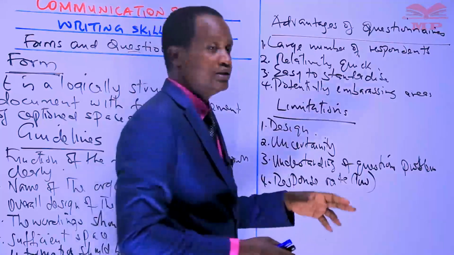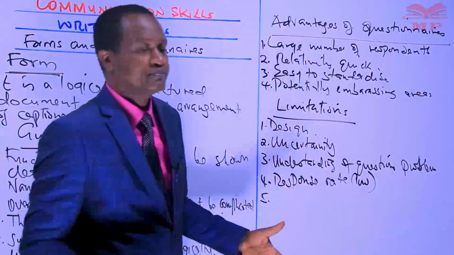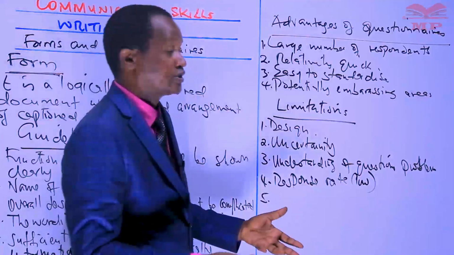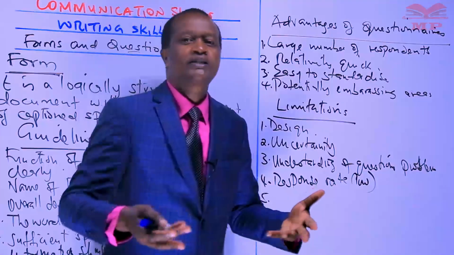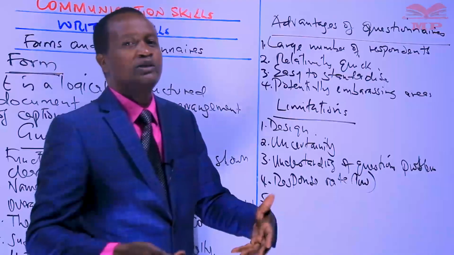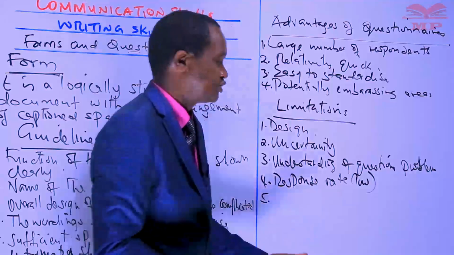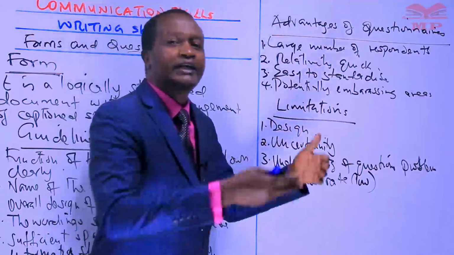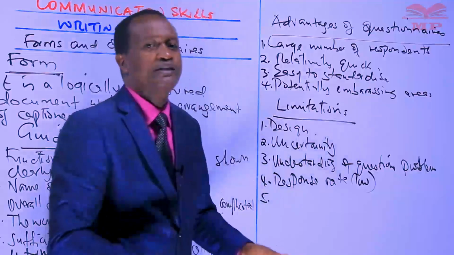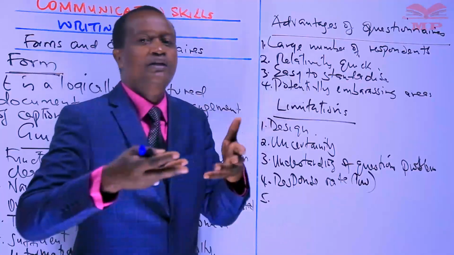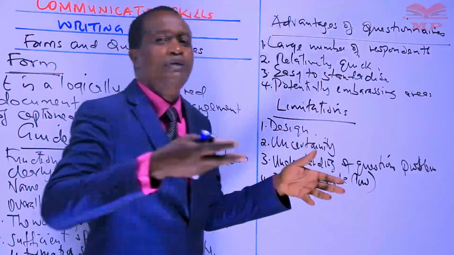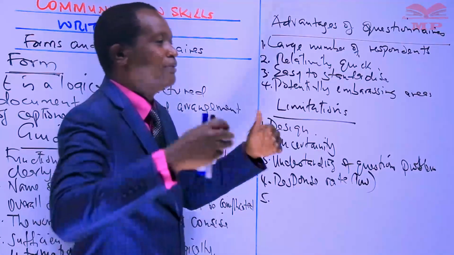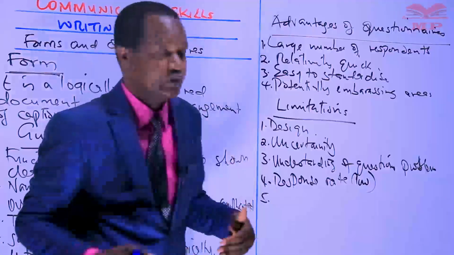Number 1 is in relation to the design. We say that the format of a questionnaire design makes it difficult for the researcher to do what? To examine complex issues and opinions. And even where open-ended questions are used, we say that the depth of answers that the respondent can provide may tend to be limited than when other methods of collecting data are used.